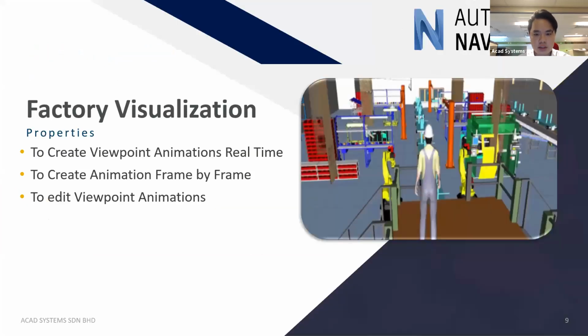For the Navisworks, there is the factory visualization, and its properties help us to create a viewpoint animation in real time. And also you can create an animation frame by frame. And also you can edit all the viewpoint animations when you want to animate all the big factory design.